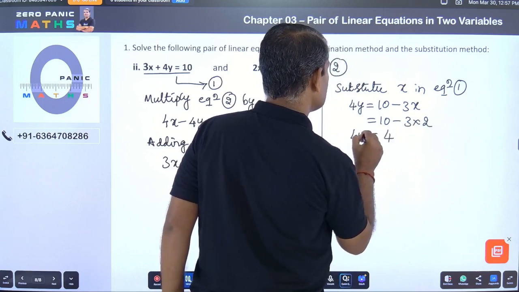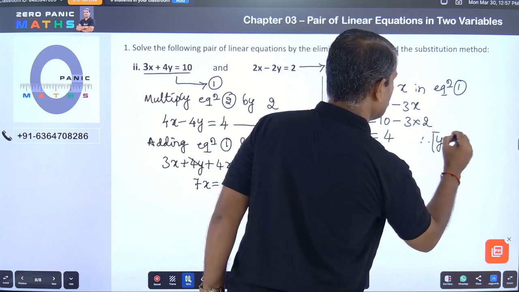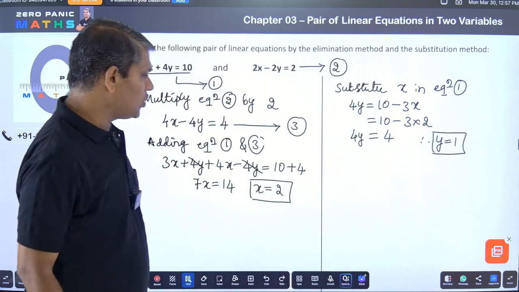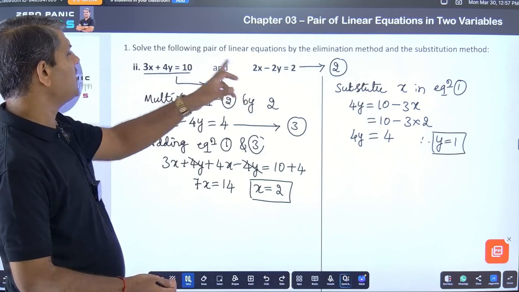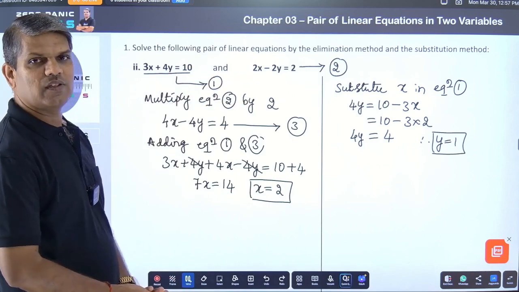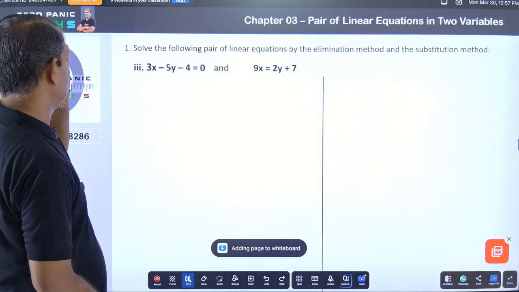So 4y is equal to 4, therefore y is equal to 1. So this is the solution: x is equal to 2 and y is equal to 1. That satisfies both these equations. Okay, let us quickly move to the next.